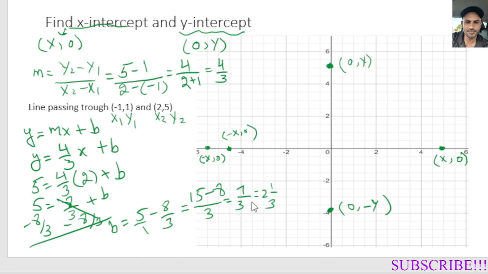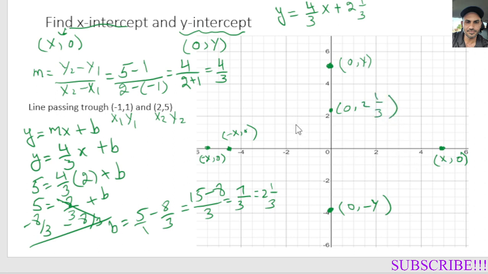All right. So this is our y-intercept. So y equals 4/3 x plus 2 1/3. So 2 1/3 you're looking at, this is 3, this is 2.5. You're looking around about here. Right here is our y-intercept, which is 0, 2 and 1/3.